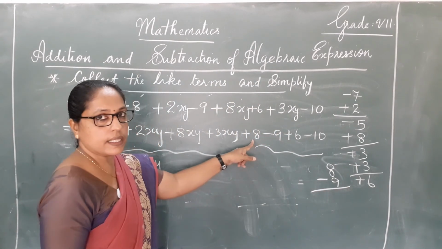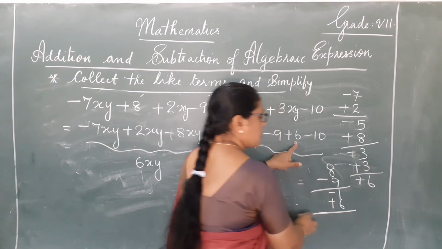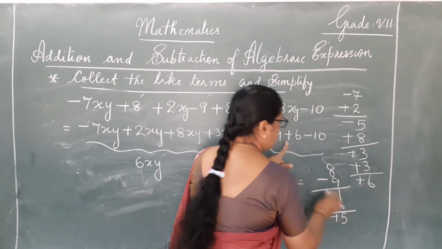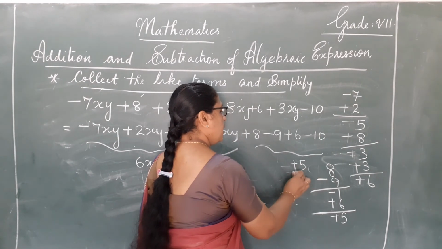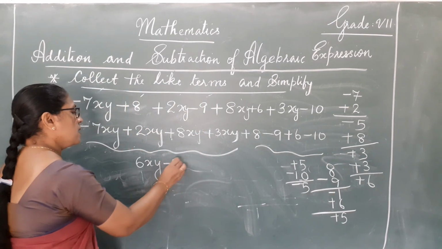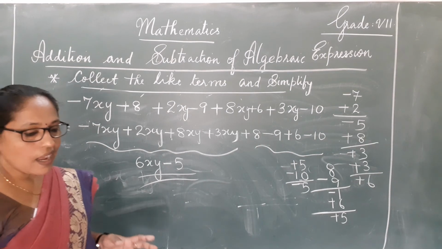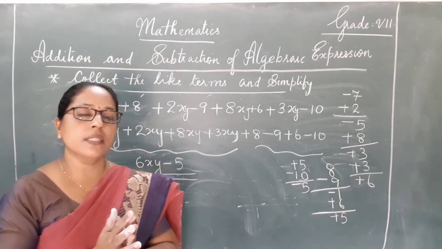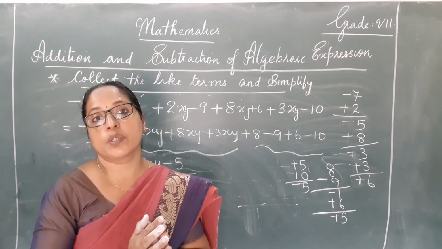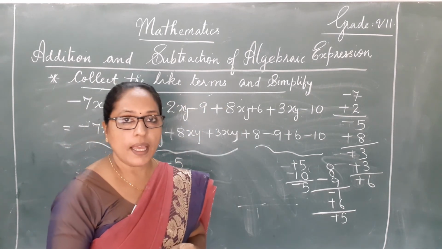Now the numbers: 8 and negative 9. What do we get? Yes, negative 1. Then positive 6. Negative 1 and positive 6, we get positive 5. Positive 5 and negative 10, we get negative 5. Right? So the answer is 6xy minus 5. So to add algebraic expressions, we have to collect what terms? Yes, like terms. So the application of like terms is for adding algebraic expressions. Okay?